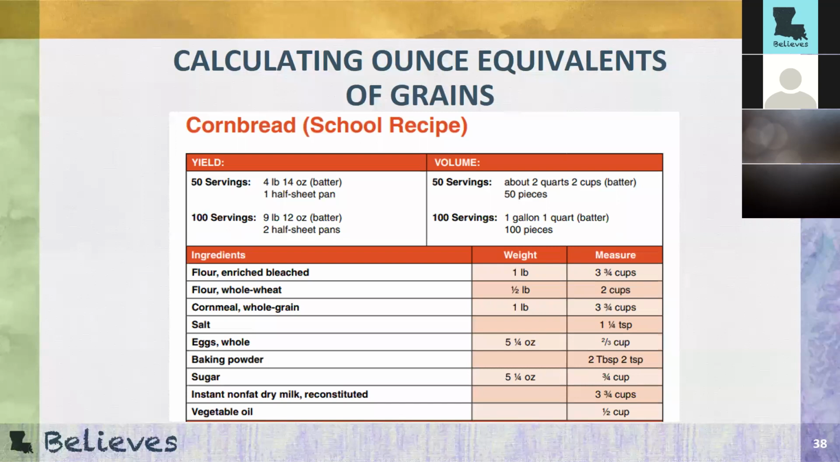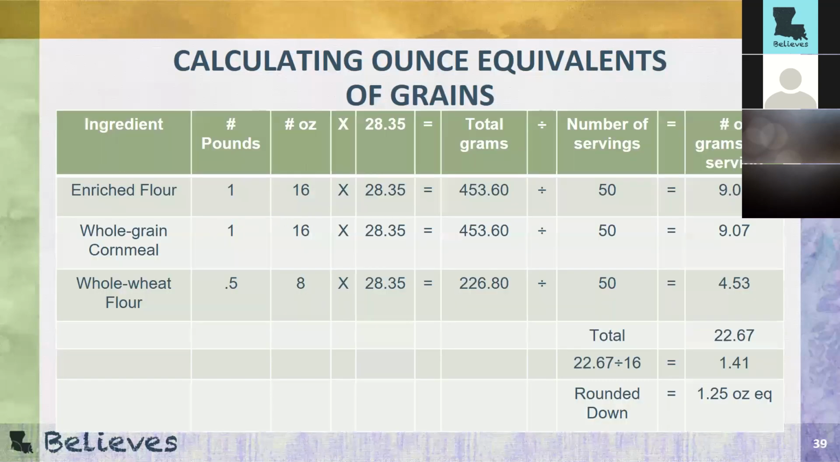Ounce equivalents can also be determined by using the weight of grain in the recipe. This recipe for cornbread includes 2.5 pounds of total grains for 50 servings. So let's look at the grains. There's 1 pound or 16 ounces of enriched flour. I'm going to convert that to grams by multiplying 16 times 28.35.